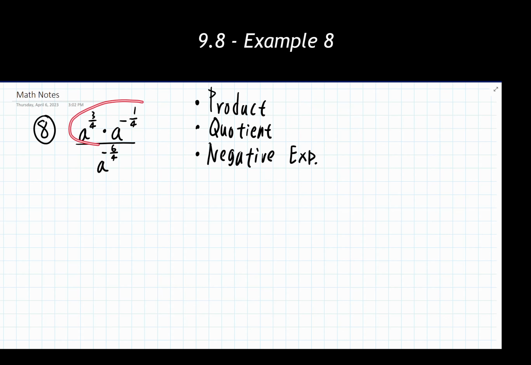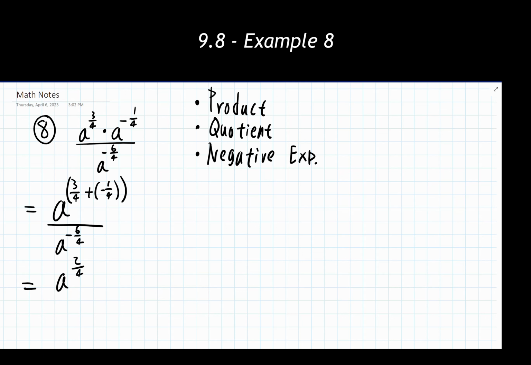In the numerator of this fraction, I have a to the 3rd power times a to the negative 1/4 power. The product rule states that if two things have the same base and they are multiplying, that the exponents will add together. So I get a to the 3/4 plus negative 1/4 power, all divided by a to the negative 6/4 power. Simplify that numerator down, and we get a to the 2/4 power.